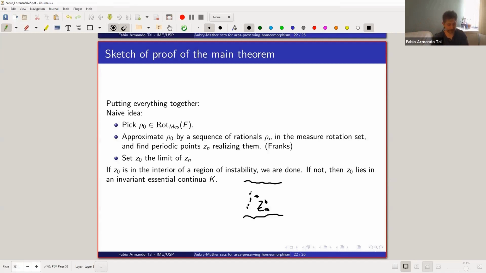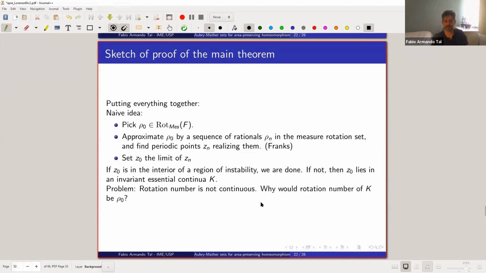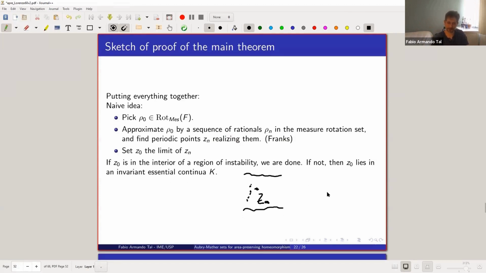If Z0 is not in a region of instability, I can find some compact set K, which is an invariant annular essential continuum, such that Z0 is in it. I have these points converging to Z0, I have this K, and I would like to show that this K has the rotation number of the limit of the individual points which I put here. But this does not need to be true, because it's not because I have this K, the invariant essential continuum, that its rotation number needs to be the same as the rotation number of the points approaching it. It doesn't need to be the same.